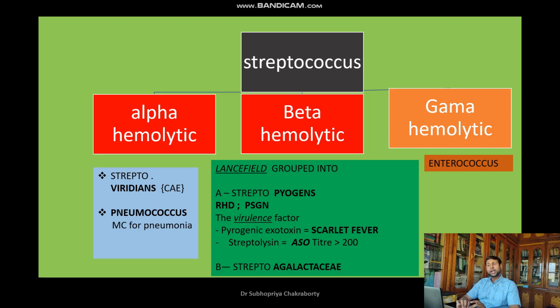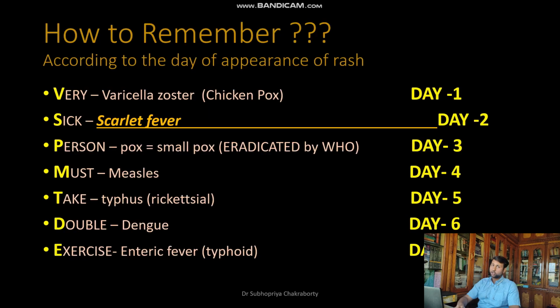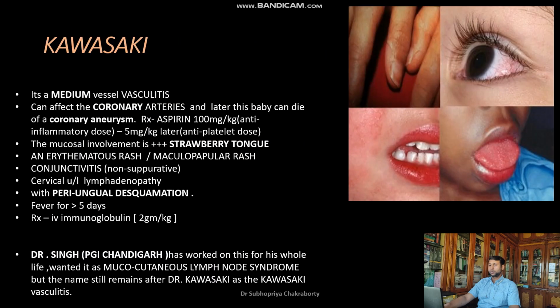And the alpha hemolytic Streptococcus includes the Streptococcus viridans group, which is important for causing community-acquired endocarditis. And pneumococcus, as we all know, is the most common bacteria which causes pneumonia in children. It is basically an alpha hemolytic streptococcus.